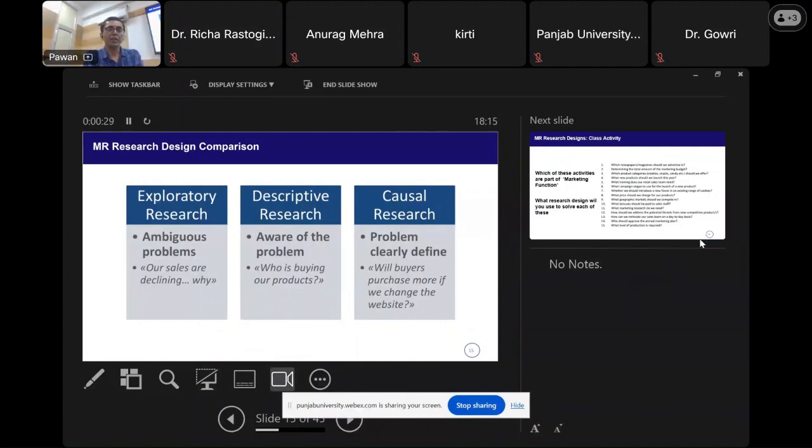Descriptive is where you know the problem and you want a very specific answer, like who is my customer, who is buying my product, what is the right price for my product, what is my market share, who is the market leader in this segment, those kinds of questions. So there you need descriptive. And causal is where you have a problem and you want to know the reason, like if my sales are declining, why are they declining? Is price responsible, or those kinds of things.